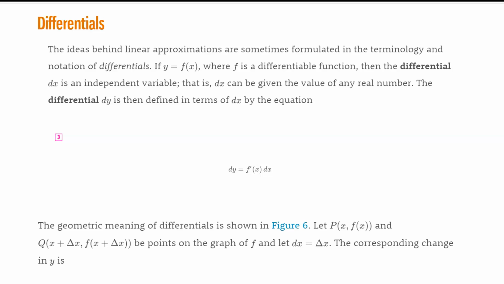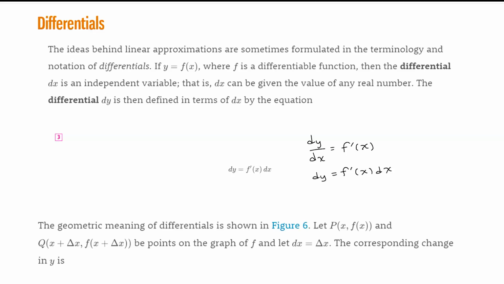dy equals f prime times dx. So we have a differential dx and we have a differential dy. Now you recall that dy/dx is another notation for the derivative f prime of x, right? The dy/dx is called the Leibniz notation. Well, if you just think of multiplying each side by dx, then you can see where this idea comes from.